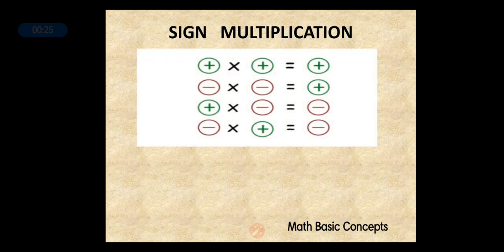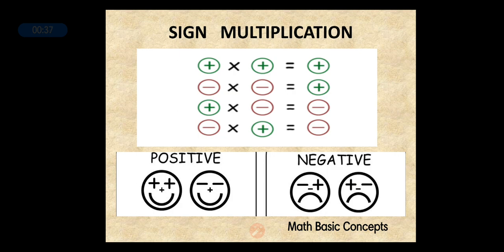When we multiply two same signs we always get a positive, and when we multiply opposite signs we get a negative. That means if we are multiplying positive and positive or negative and negative, the answer will always be positive. And when negative and positive or positive and negative are multiplying, we'll always get negative.